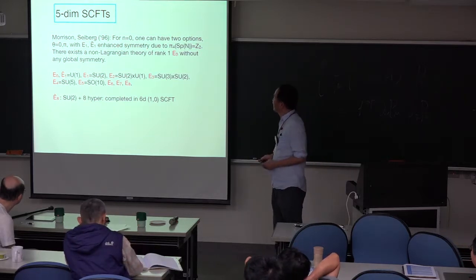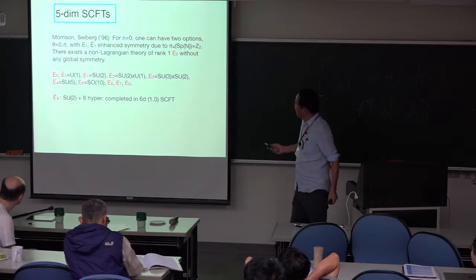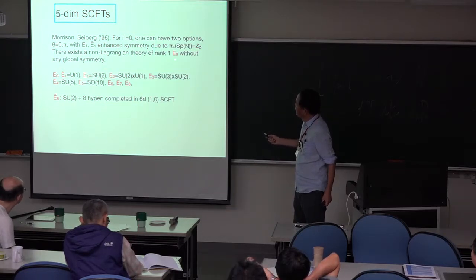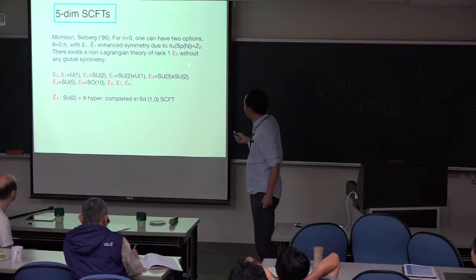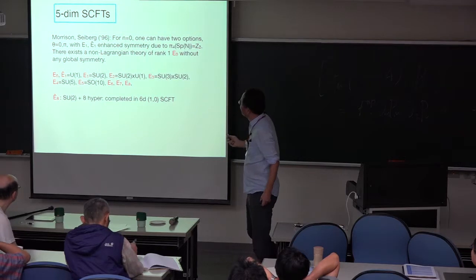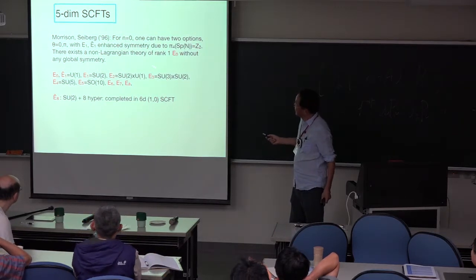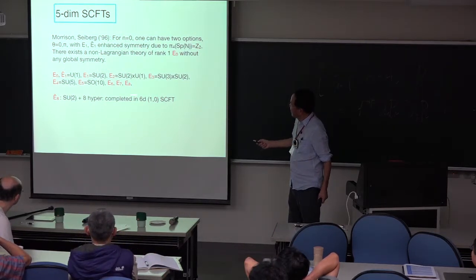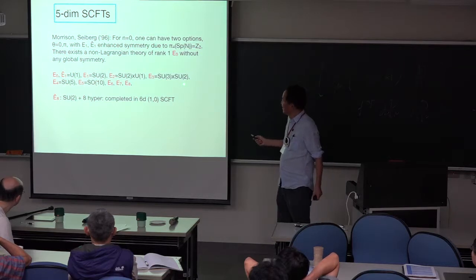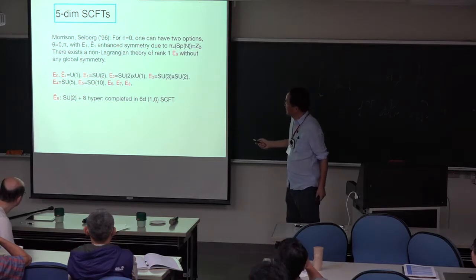You can get it by decoupling the flavors, or by making flops. And so this is the appearance of, say, non-Lagrangian theory in 5D superconformal field theory physics. So rank 1 theories are roughly given in terms of these classifications.